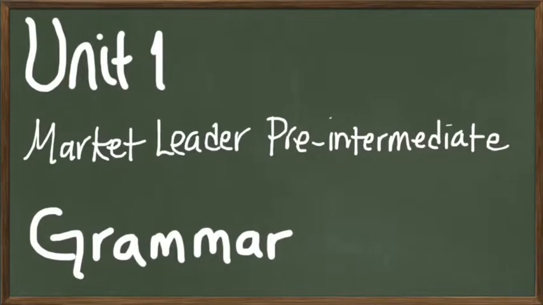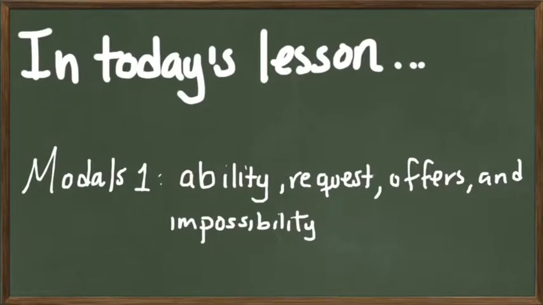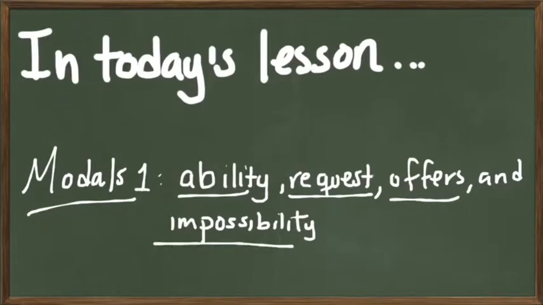Today we're going to be covering Unit 1 for our book Market Leader, the Pre-Intermediate Level. Today we're going to be checking the grammar items. You can always watch this video as many times as you see fit for reassurance or in case you need extra explanation. Let's begin. In today's lesson, we're going to be covering Modals 1, which include how to express ability, how to make a request, how to make an offer, and how to express impossibility.